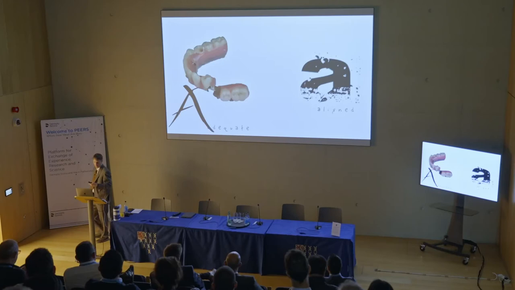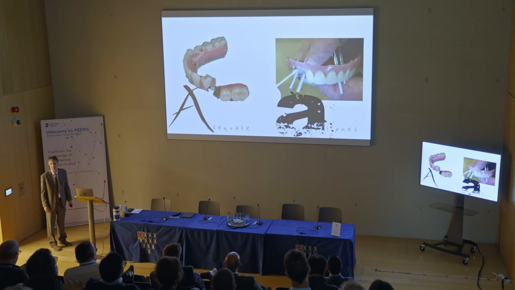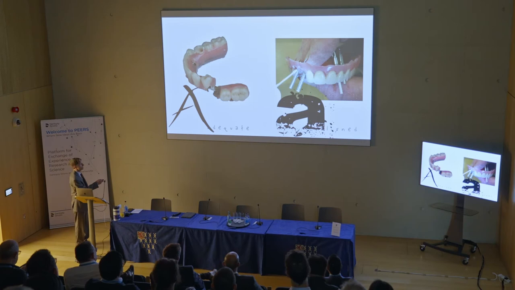And again, from an alignment perspective, we need to make sure everything's aligned so you don't have screw access holes coming in places you don't want screw access holes. This was even with 30 degree angle change abutments on there, and they're still coming out there.